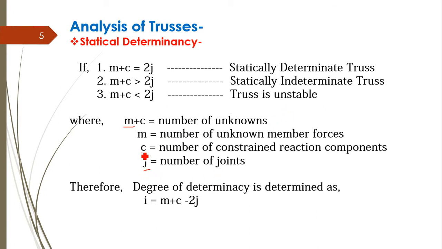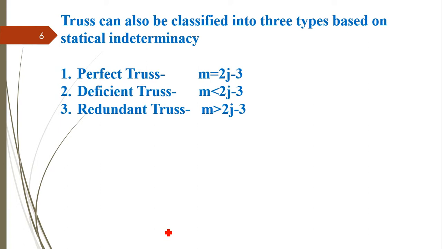Whenever the value of c is 0, there are no constraint reaction components, so this equation becomes m equals 2j. The degree of statical indeterminacy is determined as i equals m plus c minus 2j, and whenever c is 0, the equation becomes i equals m minus 2j. Now based on this statical determinacy, the truss is again classified into three types, that is perfect truss, deficient truss and redundant truss.